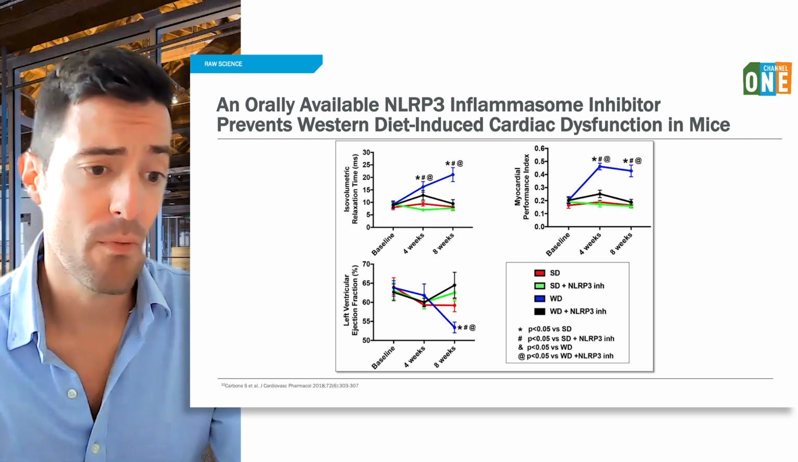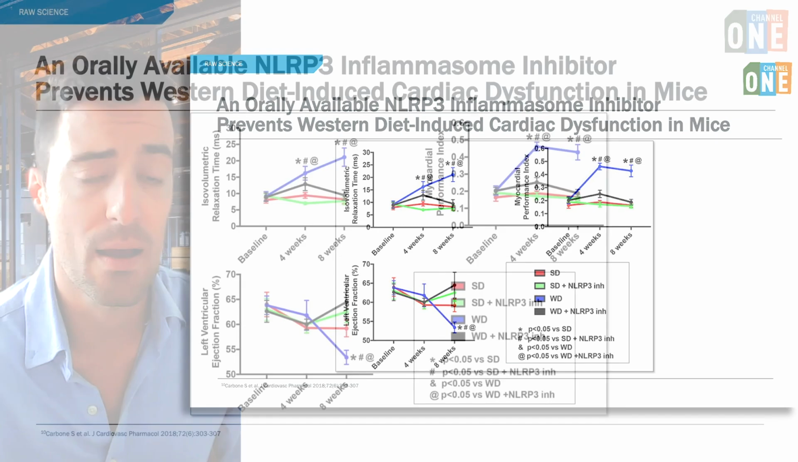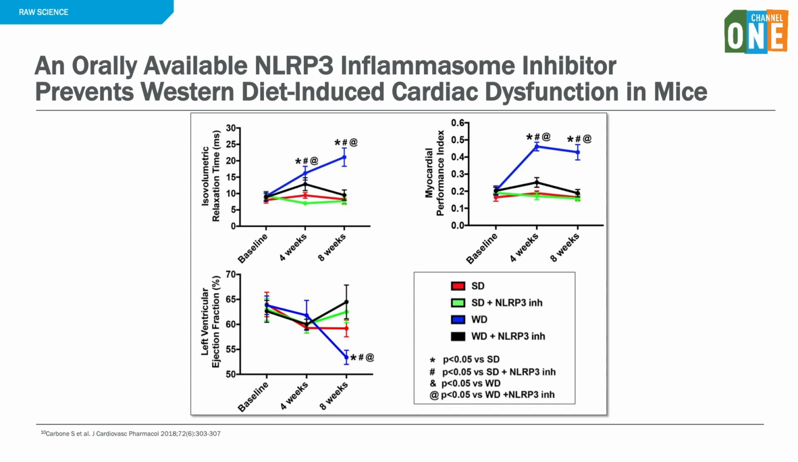As a group of researchers here at VCU, over the years, we have developed an orally available NLRP3 inflammasome inhibitor, a medication that can block the NLRP3 inflammasome. And we've shown here that mice in blue, fed a high saturated fatty acid diet, also known as a Western diet, present a worse cardiac function. So their cardiac function gets worse. This was measured with echocardiography.